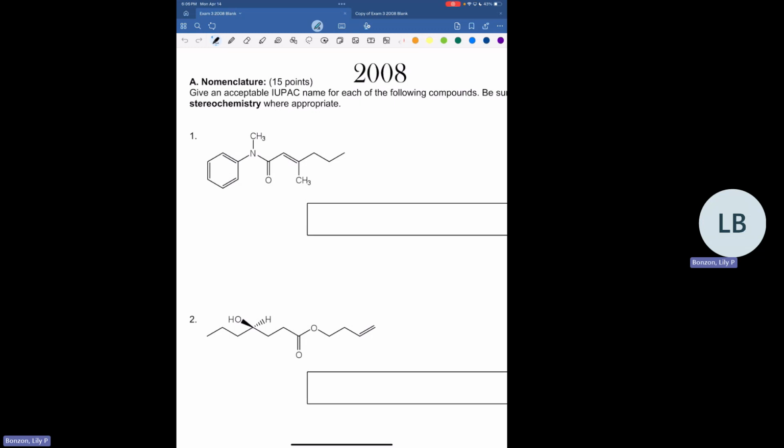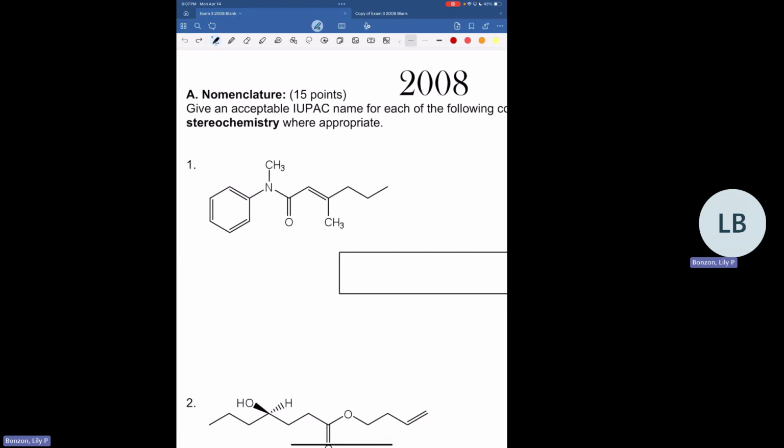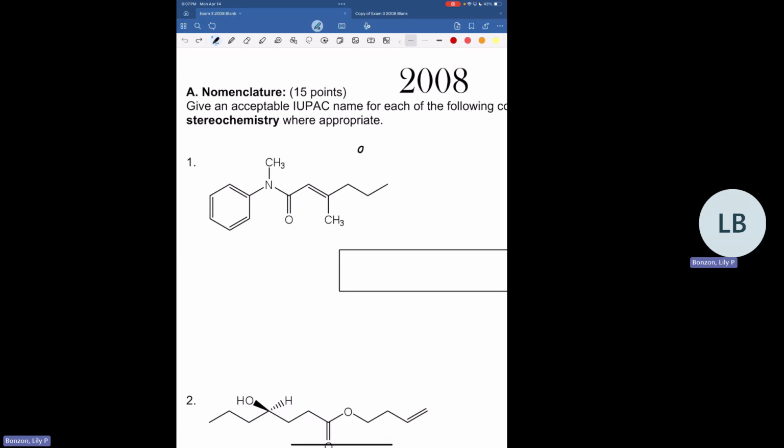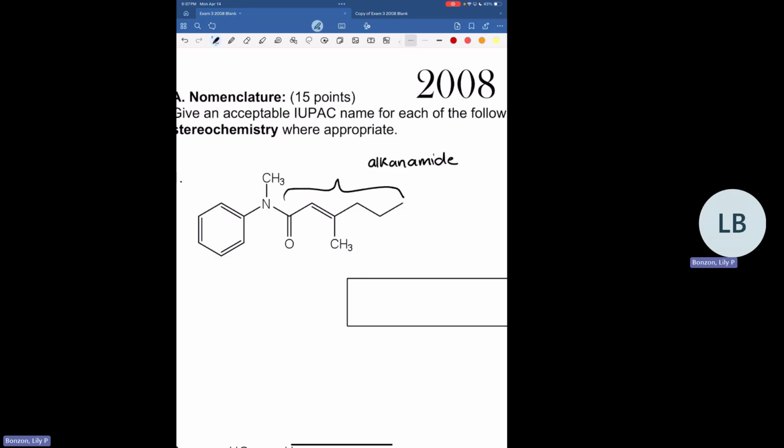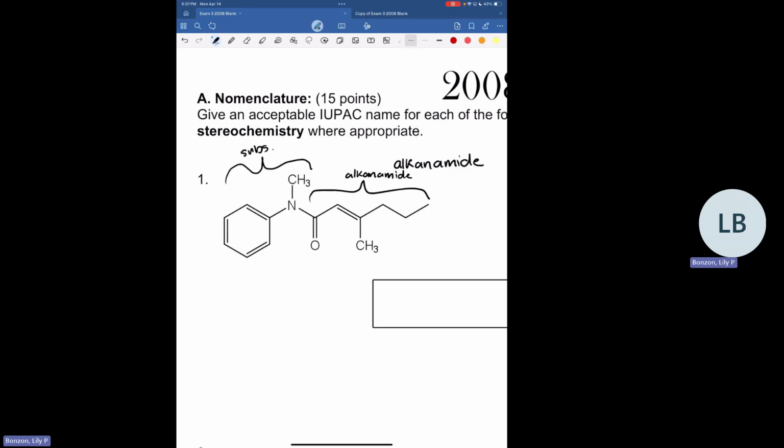All right, so for this first nomenclature, I like to identify what the functional group is going to be. So in this one, I see that I have an amide right here. So for amides, the nomenclature is going to be like alkanamide. This part is the alkanamide part. And then the groups that are attached to the nitrogen are going to be substituents. For substituents on nitrogens, so this is for amides and amines, they're a little bit funny because we don't use numbers to describe them. We actually use the letter N, but we'll get to that in a second.